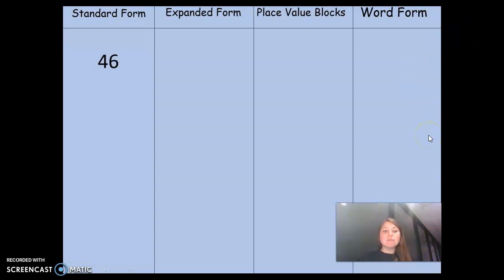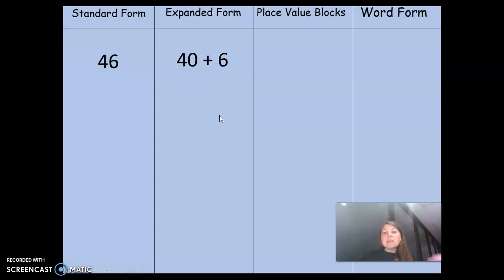So if we have the standard form, we have 46 right here. It's in standard form. I see 2 digits and the number is together. Now, if I want to look at the expanded form of 46, I think about what's the value of my 10s and the value of my 1s. 4 10s is 40, 6 1s is 6. That means my expanded form of 46 is 40 plus 6.